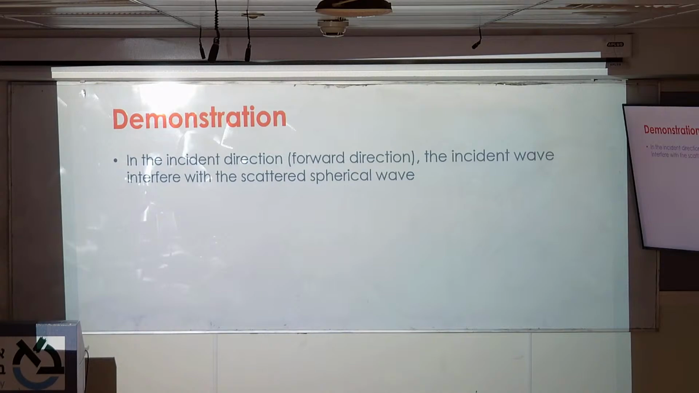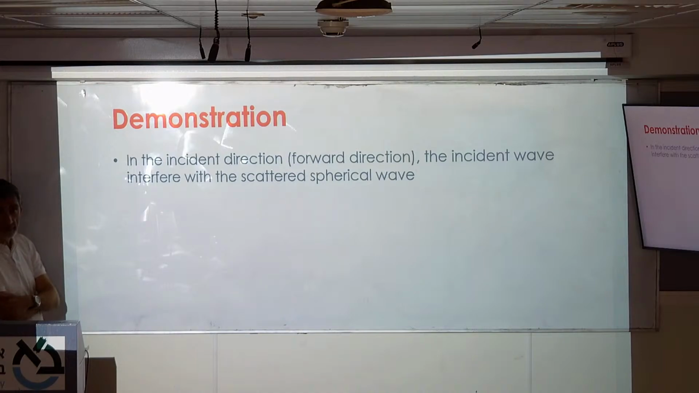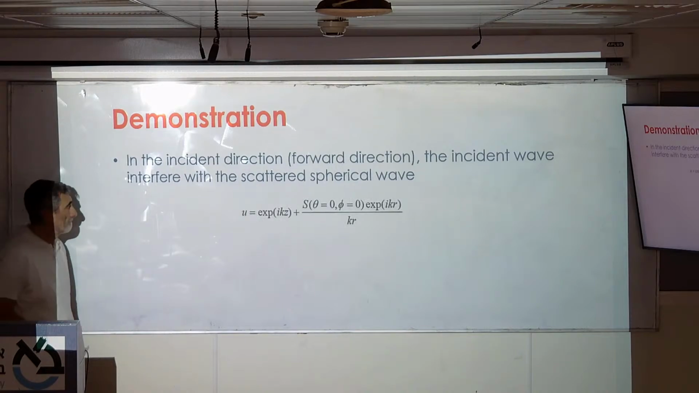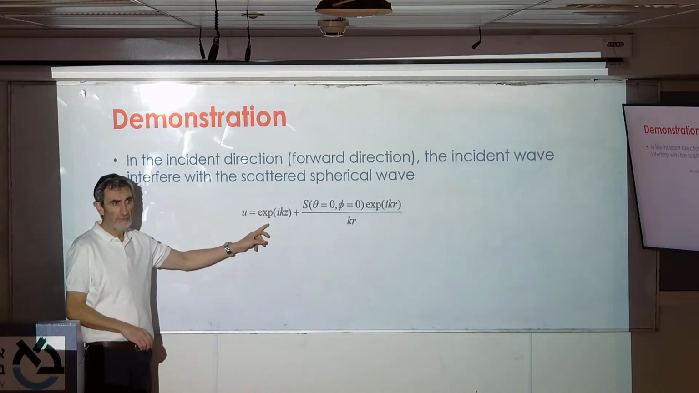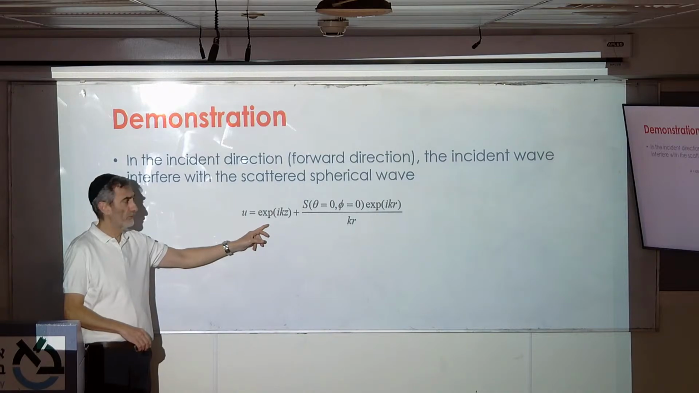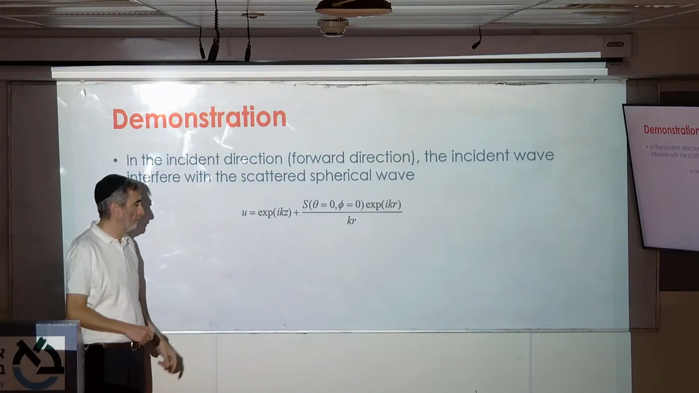So the total field in that direction is this: the plane wave, exponential ikz. Z is the direction along theta equals 0. That's the incident wave crossing on the other side of the scatterer. And this is the scattered part in the direction theta equals 0, phi equals 0: S exponential ikr over kr, the spherical wave. So we just write this sum. That's the interference. Field plus field will interfere.